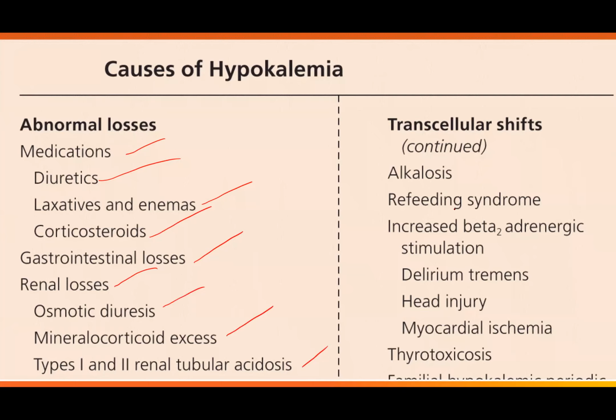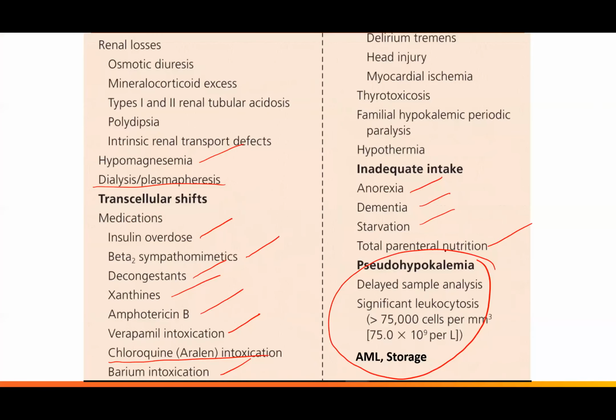Here anorexia, dementia, starvation, TPN, everything is there. There is one thing which we did not talk about, which is pseudo-hypokalemia. What is that? If you keep the sample for a while and analyze it after 4 or 5 hours in the refrigerator, the potassium is depleted because the cells absorb the potassium, and that is a pseudo-hypokalemia. How do I overcome that? Immediately analyze the blood.